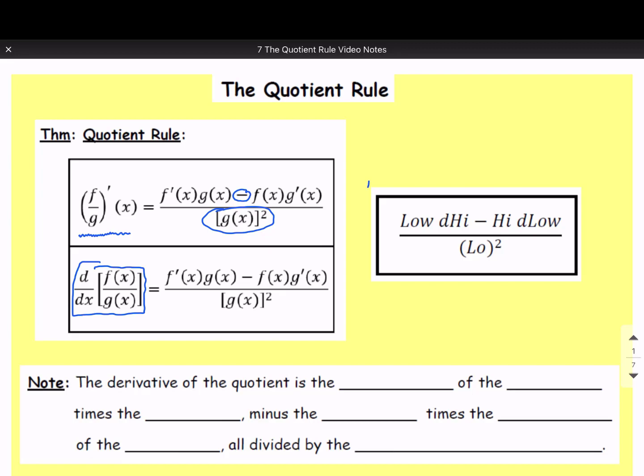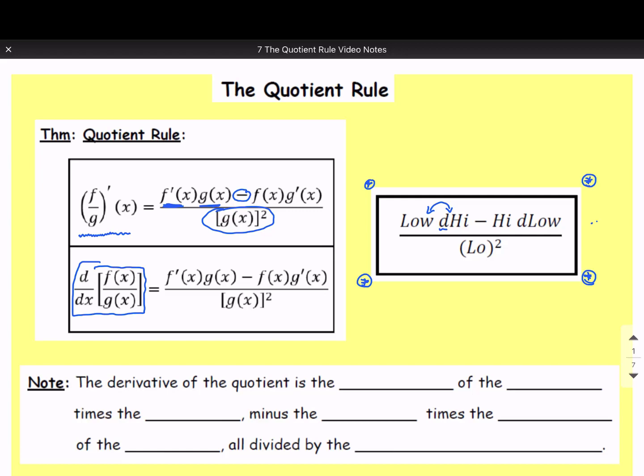There is another way to memorize it. This one is low d high minus high d low all over low squared. So high means the numerator, low means the denominator. The d means take the derivative. Now, yes, in our formula, we have this first part in the other order. We have d high times low, right? This is the derivative of the top times the low, the denominator. But there is a song that goes with this second one, which I will play for you in school. That might make it easier for some of you to remember.